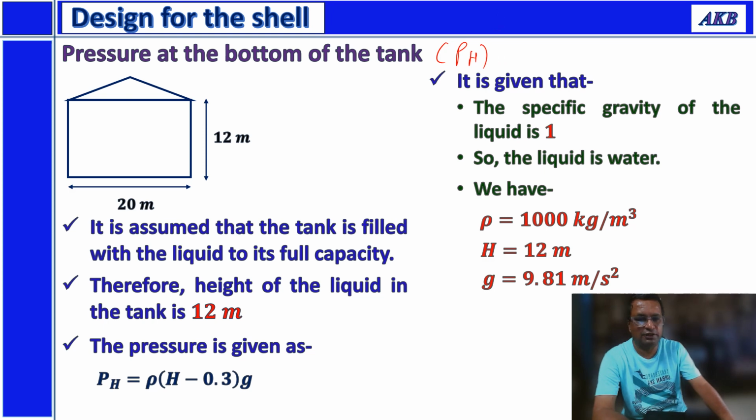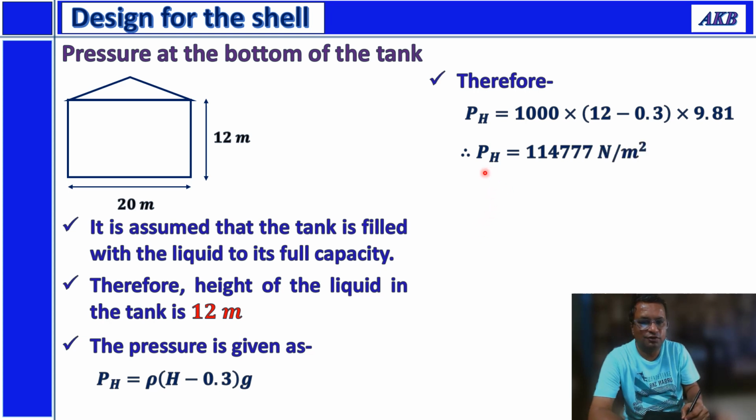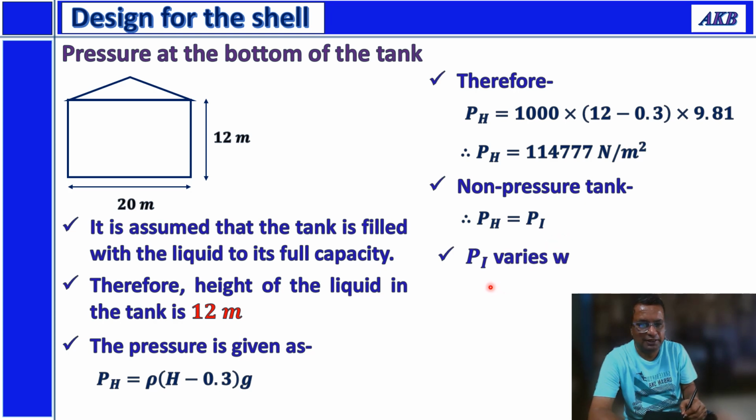Acceleration due to gravity. So when you use this equation, it will be pH is equal to 1000 into (12 minus 0.3) into 9.81. After simplifying, we'll be getting pH as 114777 Newton per meter square. Since we have considered it to be a non-pressure tank, pH will be equal to Pi, and Pi is going to change with the height of the tank.